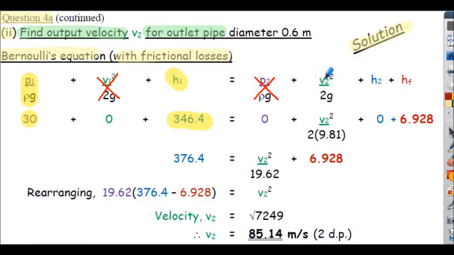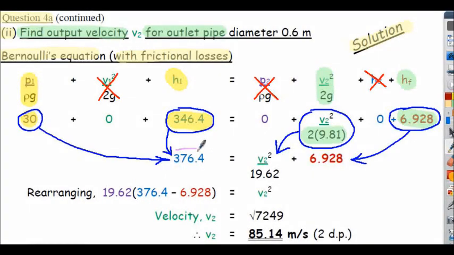We're trying to calculate V2, so we have this term here, V2 squared divided by 2g, so denominator is 2 times 9.81. We considered our datum to be at the outlet nozzle, so H2 will be 0. And of course we do have frictional losses in this case, calculated that previously at 6.928 meters.